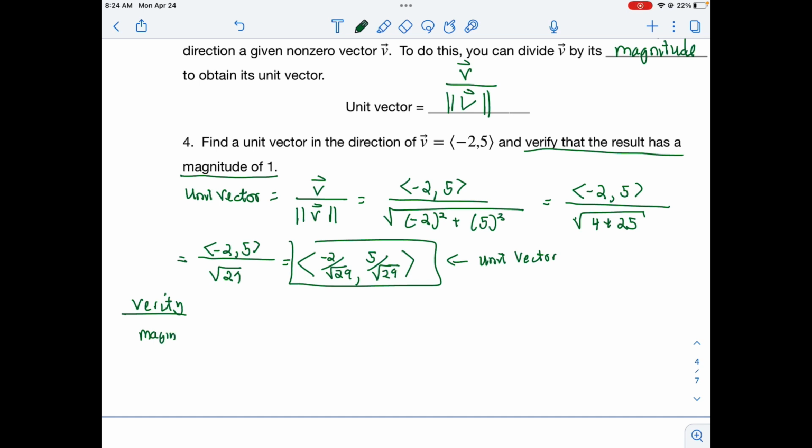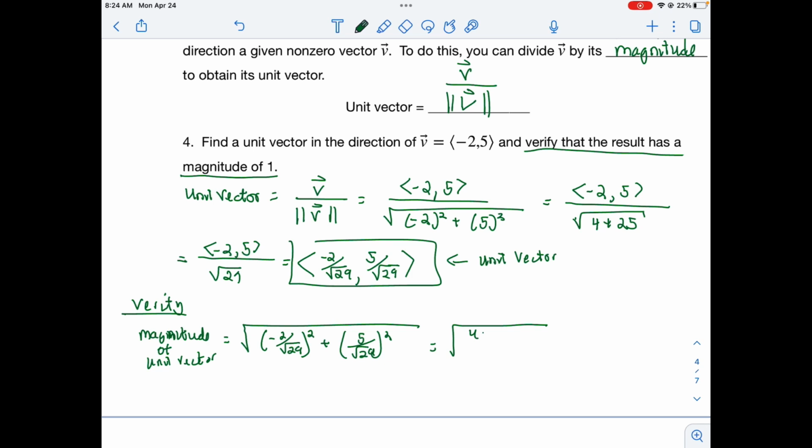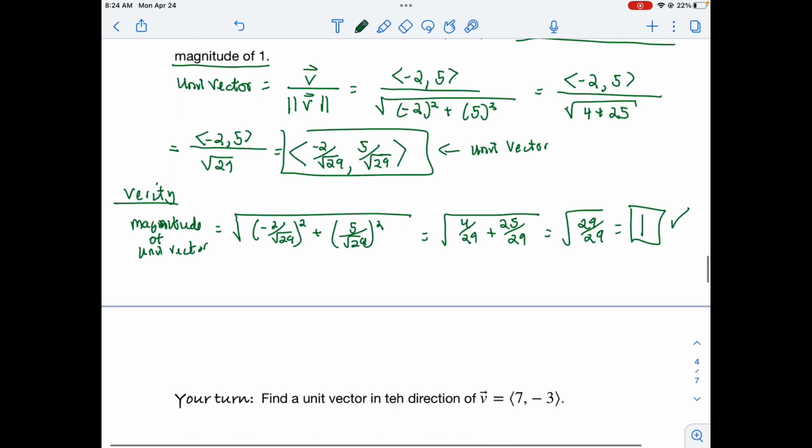So let's find the magnitude of this vector. Remember, to find the magnitude of a vector written in component form, I take the x component and square it, plus the y component and square it. And that will give me 4 over 29 plus 25 over 29. Adding those two fractions together, I get the square root of 29 over 29, which is the square root of 1, which equals 1. So yes, my unit vector has a magnitude of 1.